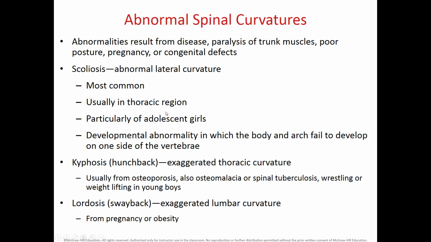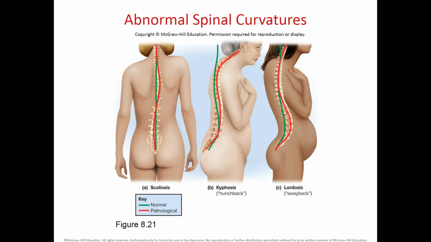It is the most common abnormal spinal curvature that exists, and it is more prominent in the thoracic region, particularly of adults and girls. It's a developmental abnormality in which the arc fails to develop on one side of the vertebrae. And another name for kyphosis is hunchback. It can also happen when someone wrestles or weight lifts. And lordosis, another name is swayback.